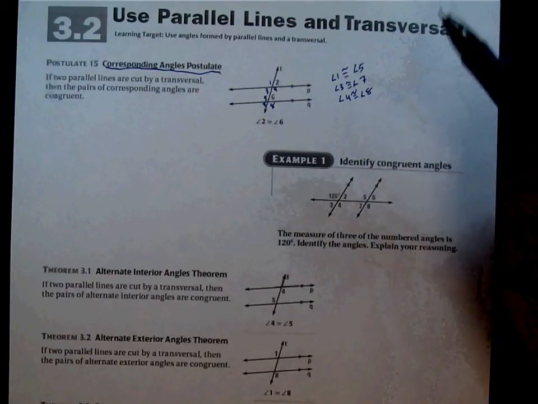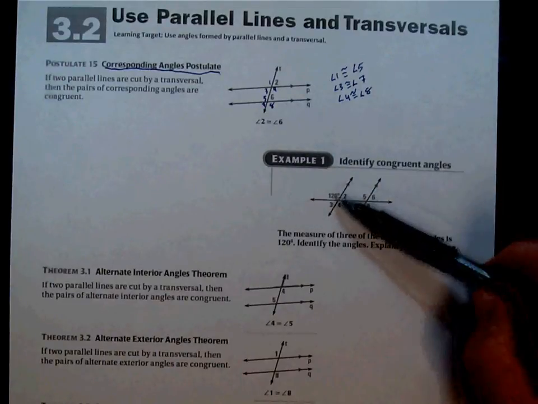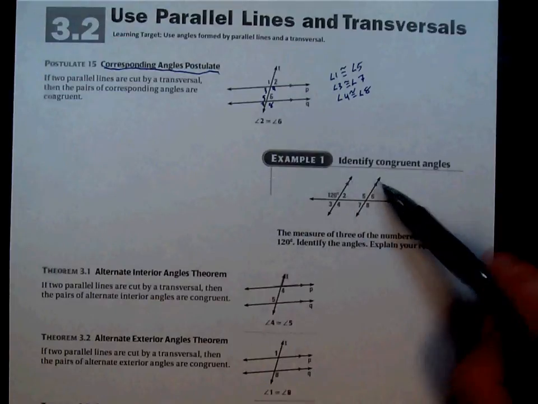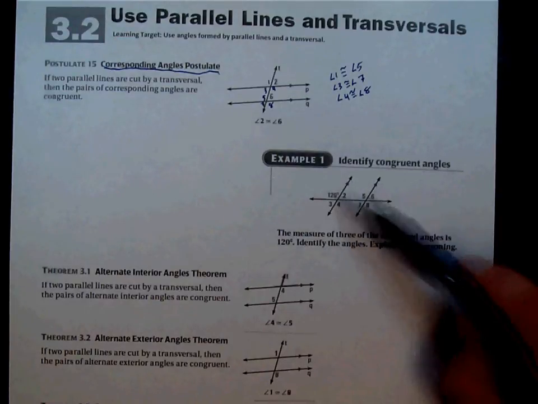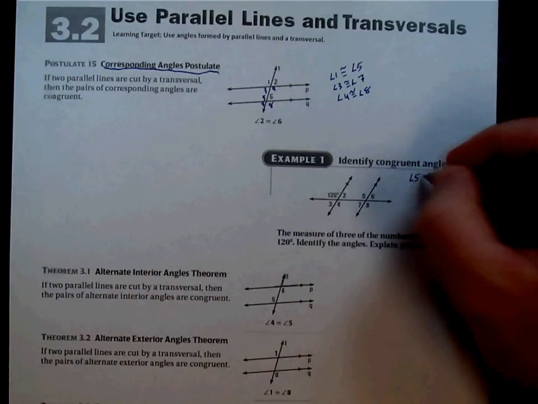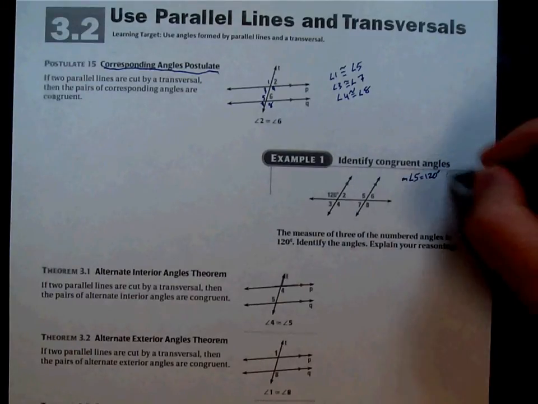So one of them is using the postulate we just came up with. And we have the 120 right here. The lines are marked parallel. That's important. If they weren't parallel, we wouldn't know anything. Because they're parallel, 120 and angle 5 are congruent. So angle 5 equals 120 degrees. And it's by that corresponding angles postulate that we just had.